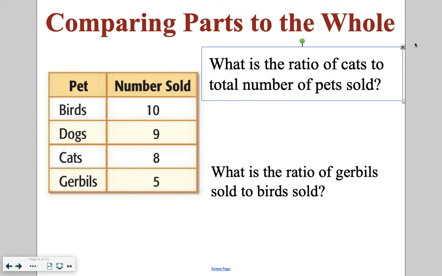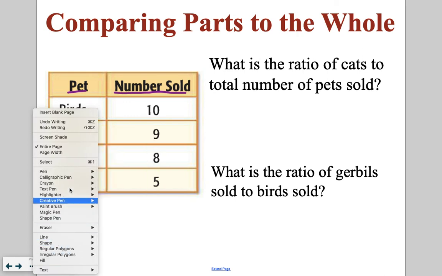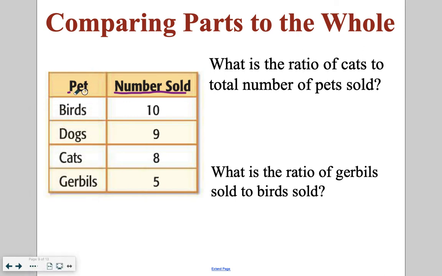Another thing we can use ratios for is answering word problems. They give us this chart where we're talking about pets and the number of pets that are sold. Our first question is, what is the ratio of cats to total pets sold?